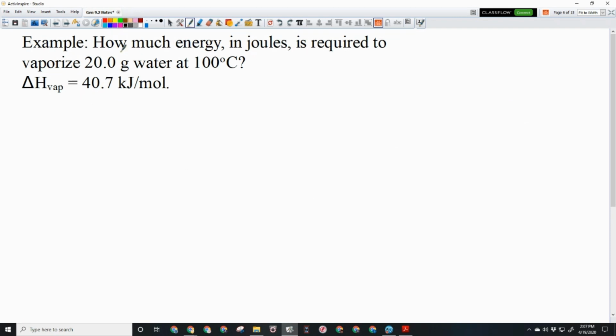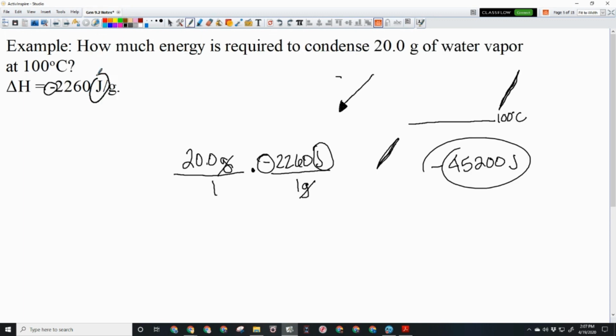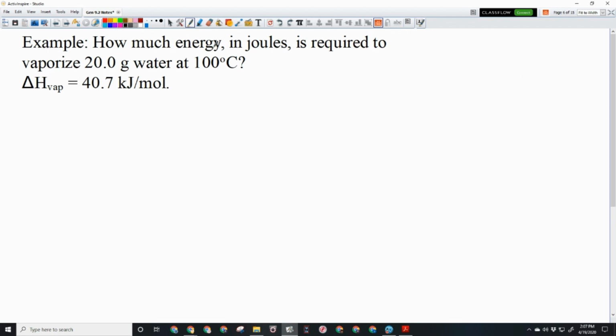Okay, and let's do one where it's kilojoules per mole. So it doesn't always have to be joules. It can be kilojoules. So watch out for that, because we're going to have to convert from joules to kilojoules. How much energy in joules? See, in joules, but it's given us this in kilojoules. So we're going to have to do a conversion between kilojoules and joules. And let's review that. How much energy in joules is required to vaporize 20 grams of water? So now we're going to vapor.